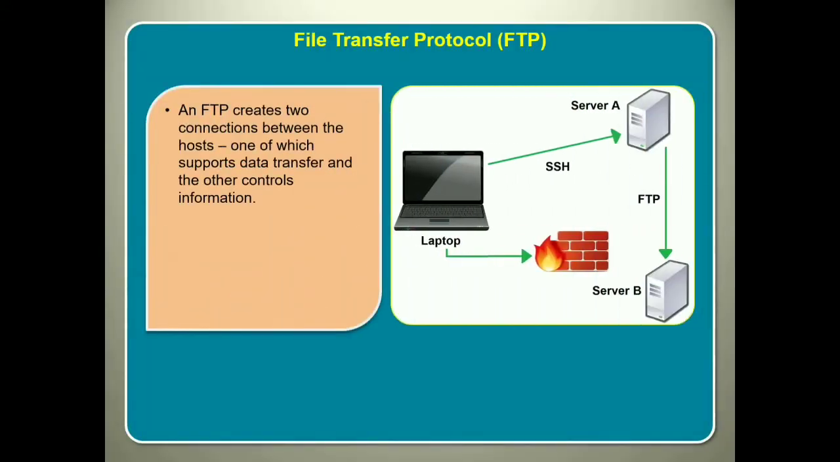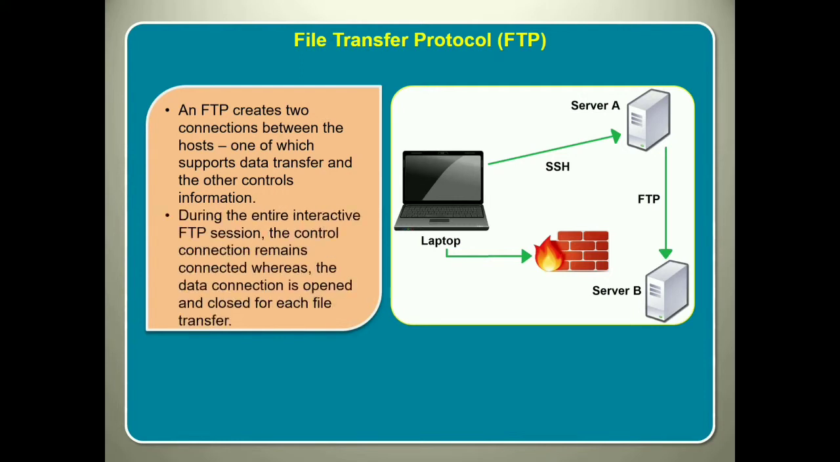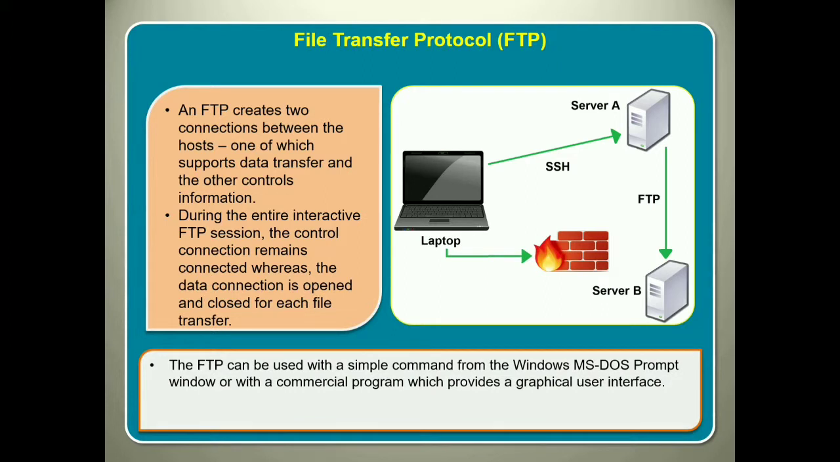An FTP creates two connections between the hosts. One connection supports data transfer and the other controls information. During the entire interactive FTP session, the control connection remains connected, whereas the data connection is opened and closed for each file transfer. The FTP can be used with a simple command from the Windows MS-DOS prompt window, or with a commercial program which provides a graphical user interface. You can even make FTP requests through your web browser and download programs.